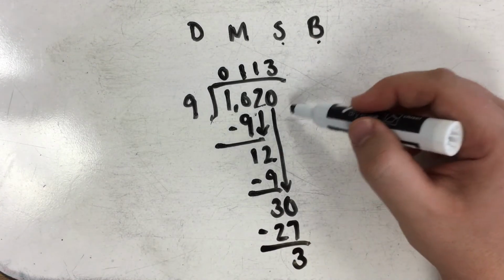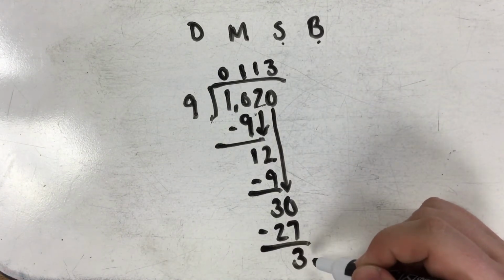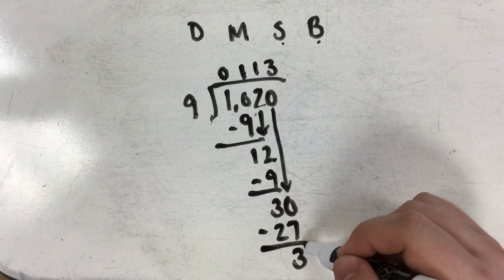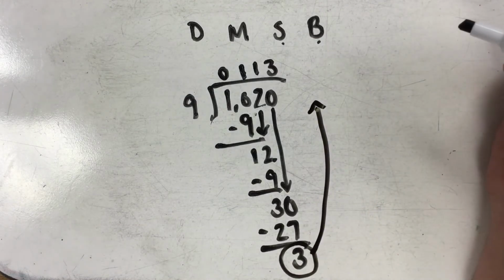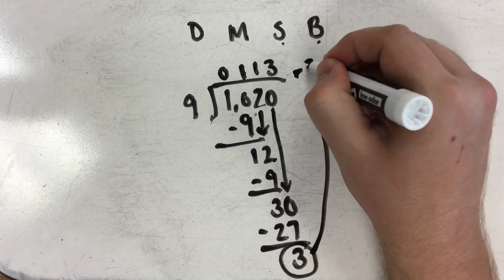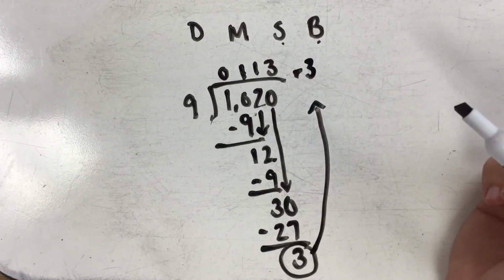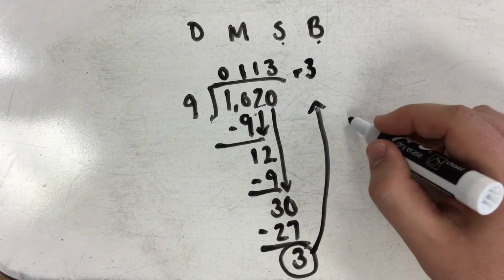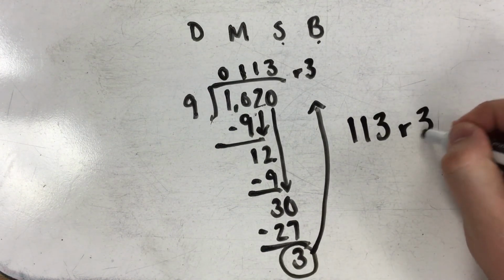Now at this point, I don't have any more digits to bring down, but I do have a digit left over that I need to bring up. And the way I'm going to bring it up is it's what's known as my remainder. So I'm going to write R3 for remainder 3. So my whole answer would be 113 remainder 3.